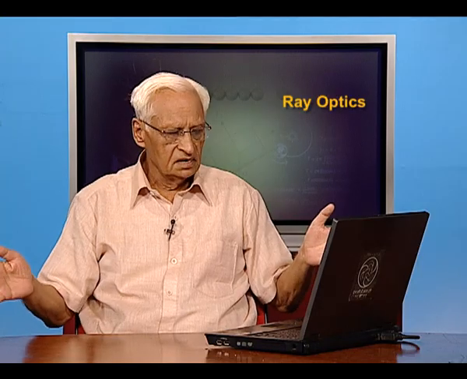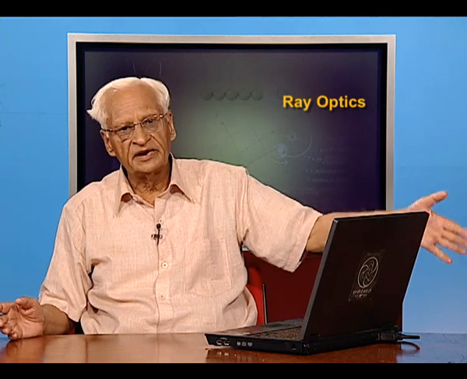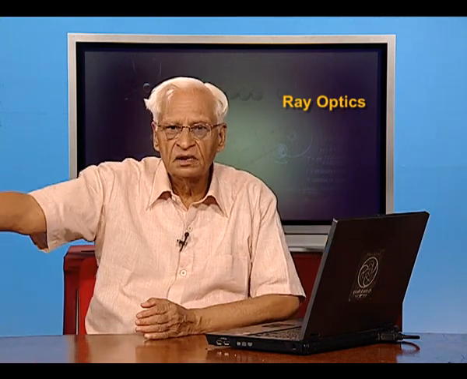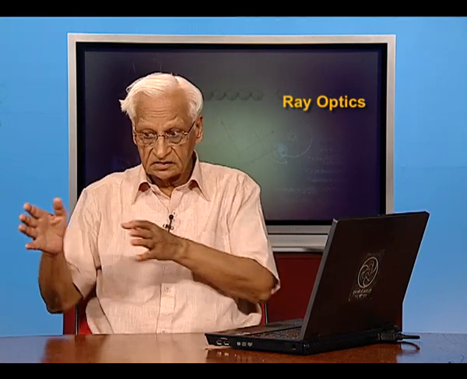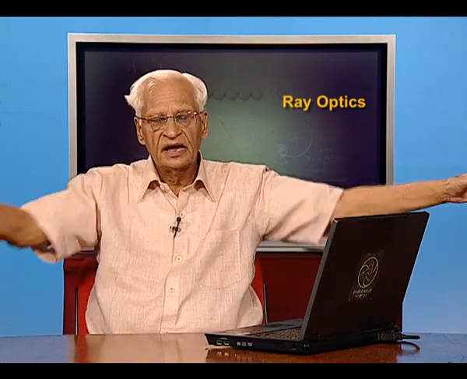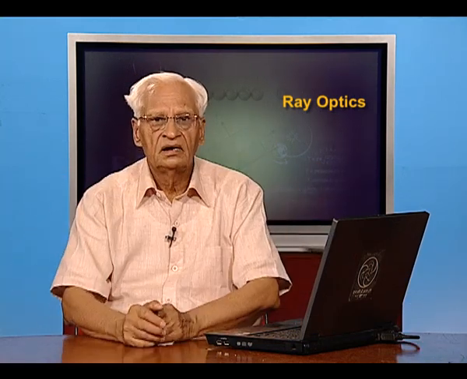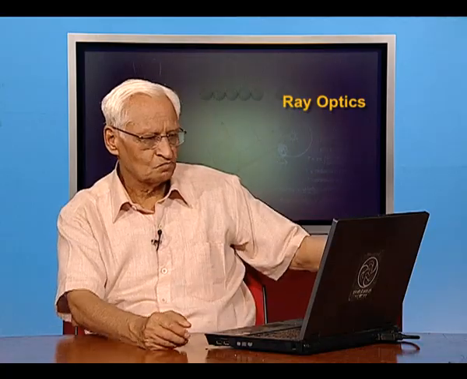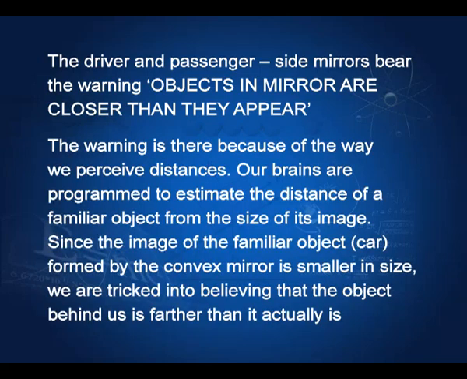See, nowadays there are two such mirrors. One is by the side of the front passenger, the other is by the side of the driver, so that the driver can see both the mirrors and can see the traffic coming behind her and can drive carefully and properly. The warning is, objects in mirror are closer than they appear. The warning is there because of the way we perceive distances.